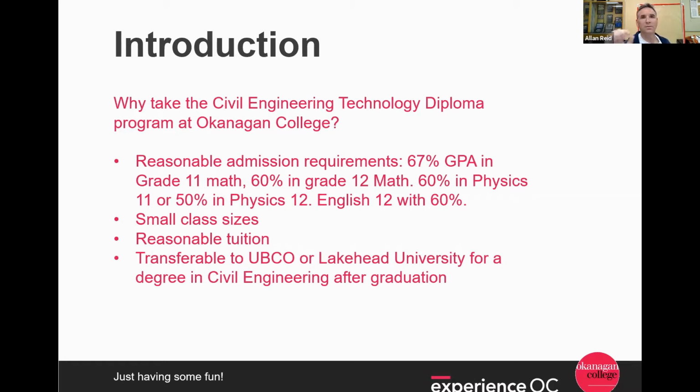So why take the Civil Engineering Technology Diploma program at Okanagan College? Well, it has reasonable admission requirements. Basically, it's like 67% averages to get in. I know I was a solid 68%er, so I just made it in.